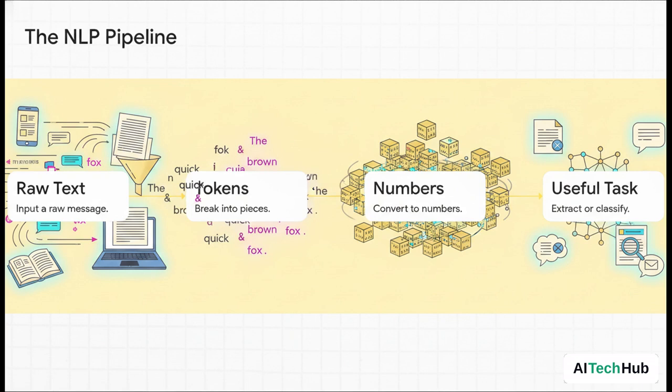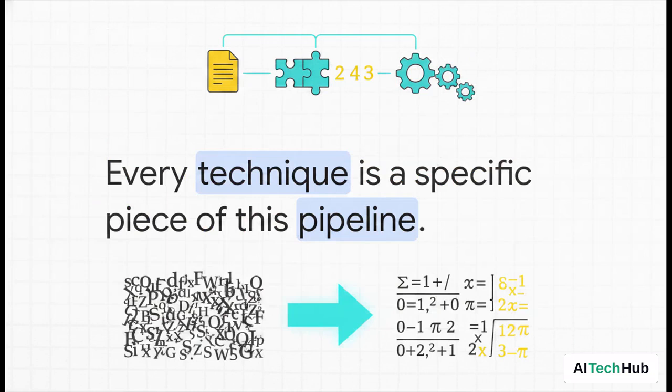And finally, step 4, the model takes those numbers and uses them to do a useful task, like classifying the text, extracting key info, or generating a brand new response. I want you to keep that 4-step pipeline in the back of your mind, because every single technique we're about to cover in this explainer is a real specific piece of that exact puzzle. You're going to see exactly how we move from raw words all the way to pure mathematical understanding.